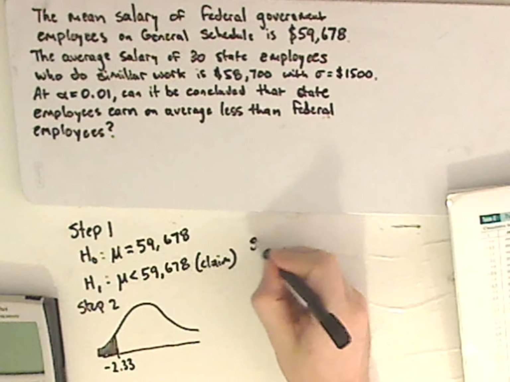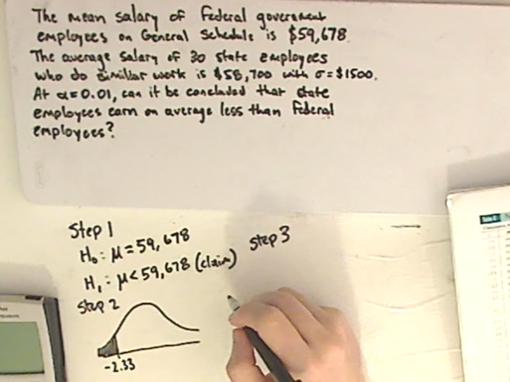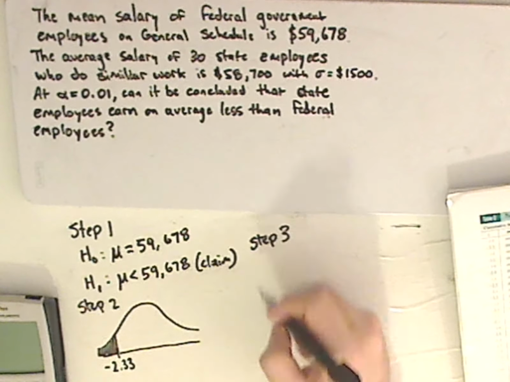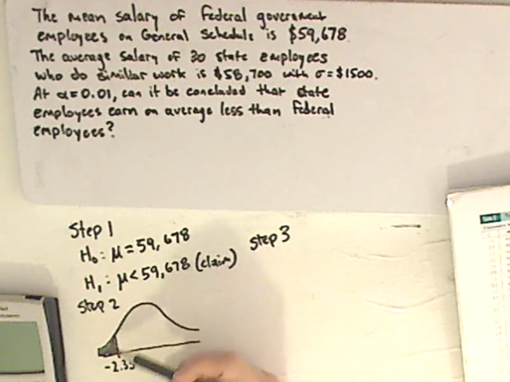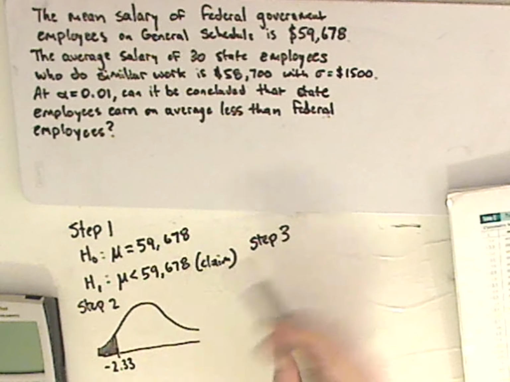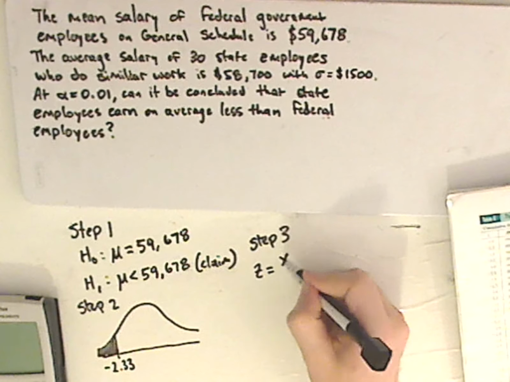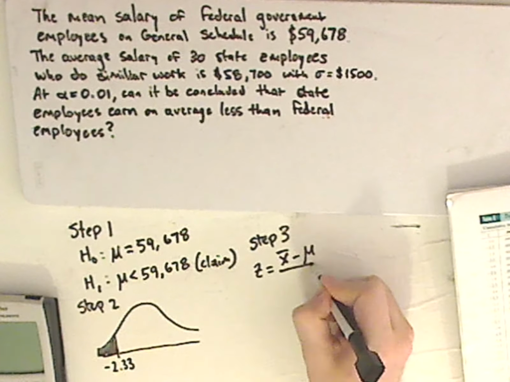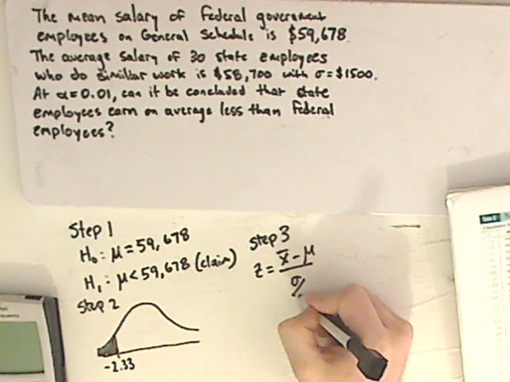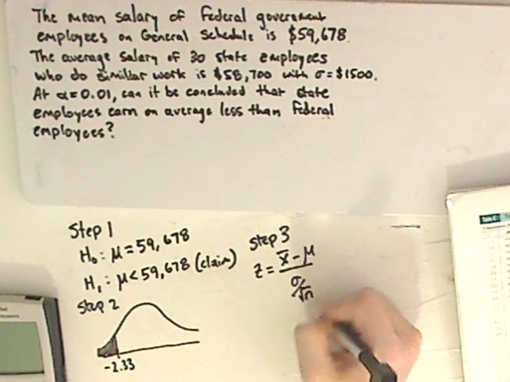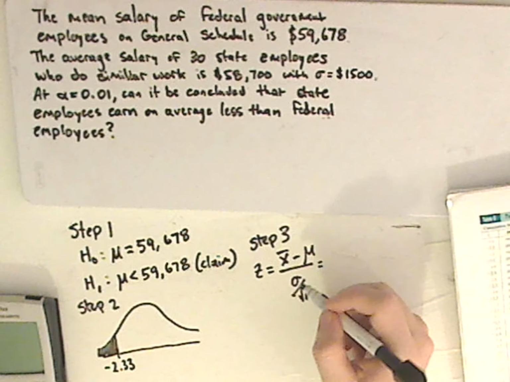Step number three would be to find my test statistic. For here, since I know what the standard deviation is, and here I use z-scores, it's going to be the z-test. The z-test is x bar minus mu over standard deviation of the population divided by the square root of n. And this is standard error. And then you plug all your values in.